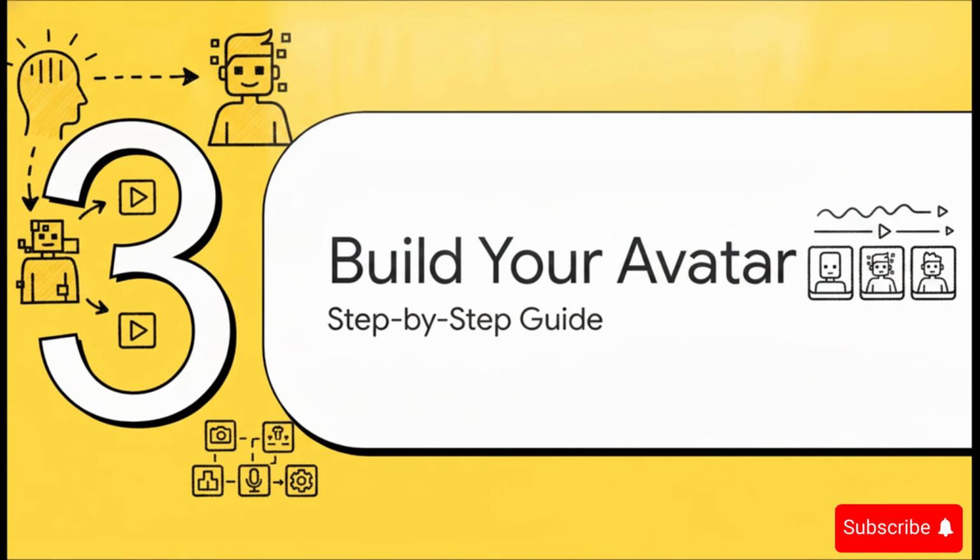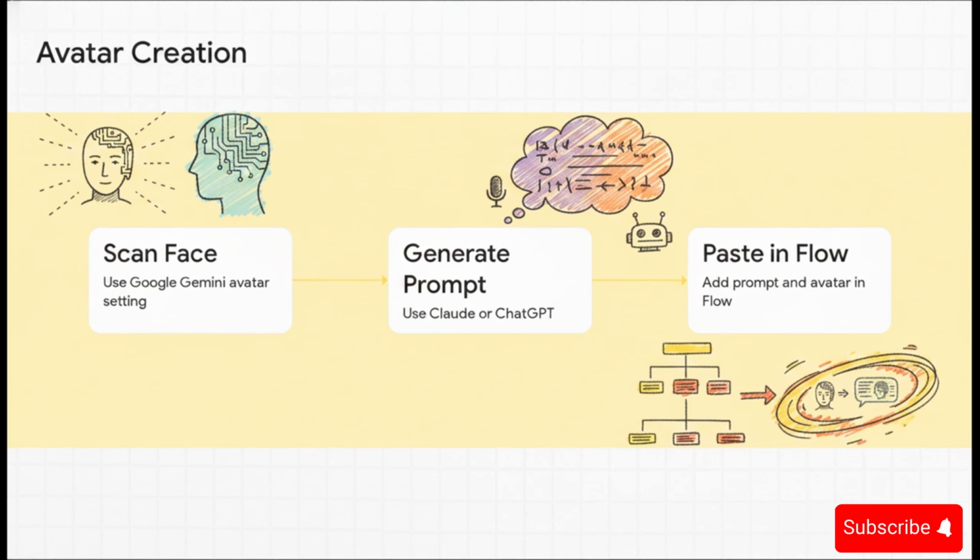Okay, Section 3, building your AI avatar. Let's walk through a step-by-step guide. The actual workflow here is incredibly simple. For Step 1, you just pop into Google Gemini settings and scan your face to create a base avatar. For Step 2, you can use Claude or ChatGPT to write a highly detailed scenario prompt. Just as an example, the source tested this crazy prompt featuring the avatar skydiving while speaking Hindi. And then for Step 3, you literally just paste that prompt and your Gemini avatar straight into Google Flow.